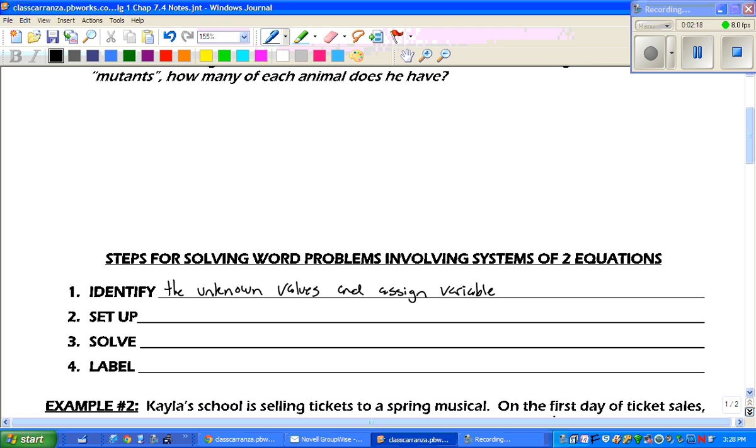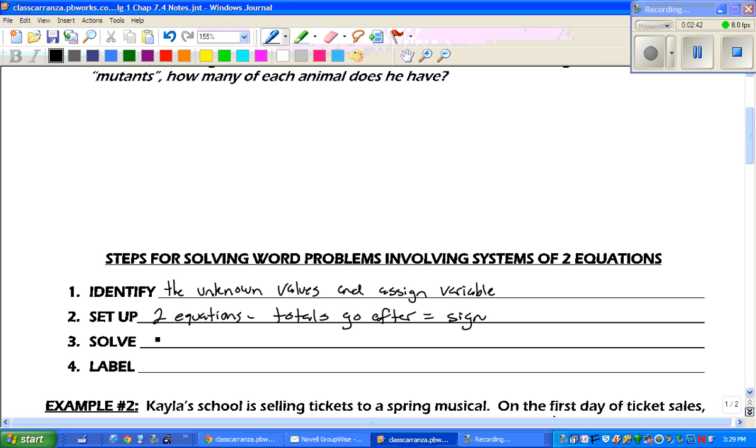Okay. The next is setup. For each of these, we're going to have two equations. Remember that when we set up the two equations, the totals go after the equal sign. Okay. And you'll see that more after we go through a couple.